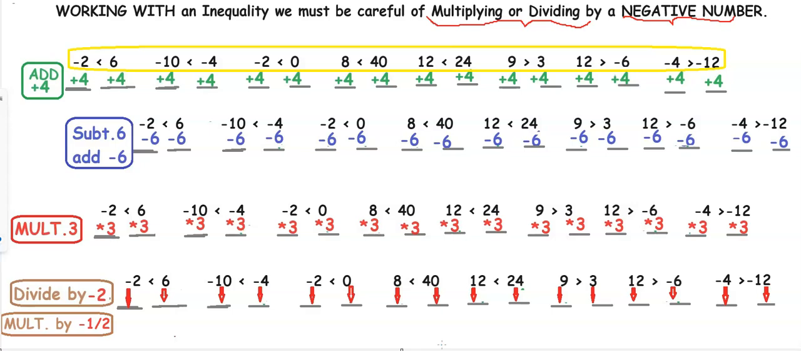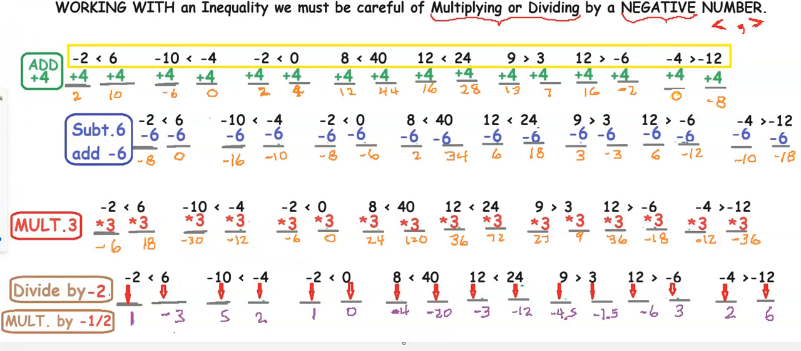So you might want to pause right here and try some of these problems to be sure you understand the next view. Okay, now we see each of the problems with the answer, the result we get when we do something to both sides of the inequalities individually.